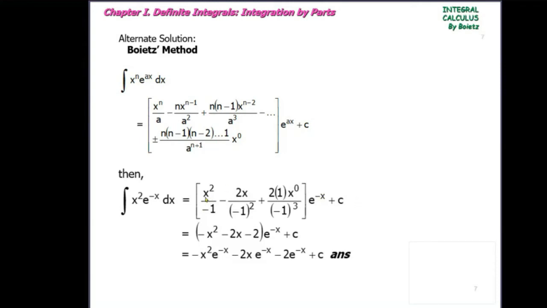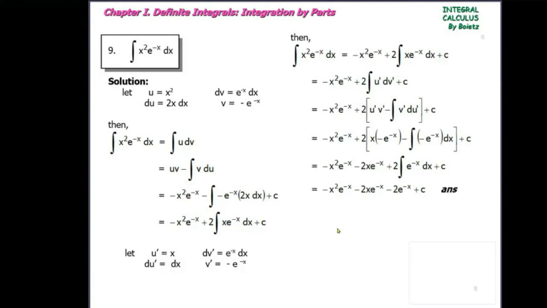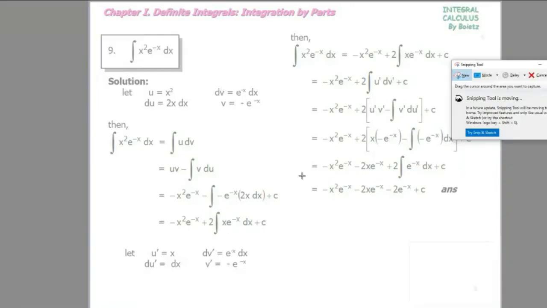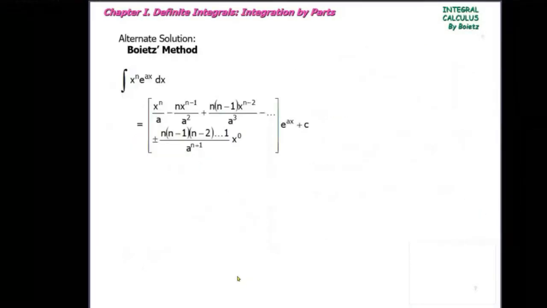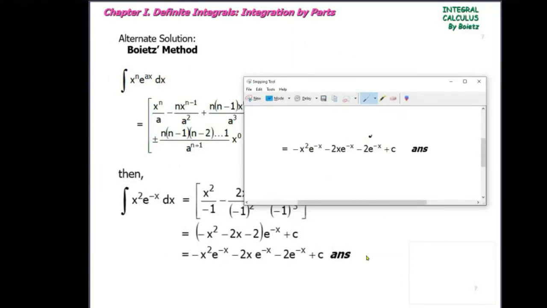So kaya nangyari dito, this is negative x squared. This is negative 1 squared, so magiging negative 2x. Then ito, raised to negative, yung negative 1 raised to odd integer, magiging negative 1 to. Kaya minus 2, x to the 0 is 1. So minus 2 na lang. Then multiplied by e to the negative x. Pag dinistribute mo, parehas tayo ng sagot. Doon sa, ayan, x squared. Ito yung sagot doon sa problem natin. Ayun. So, parehas lang ang lalabas na sagot.